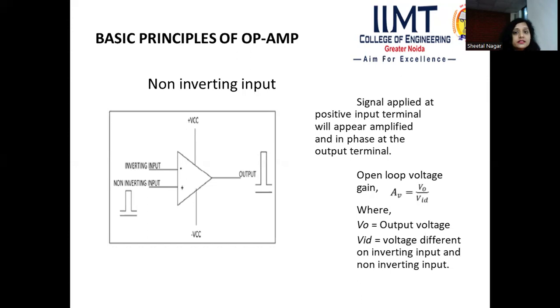In this case, the signal applied at the positive input terminal will appear amplified and in phase at the output terminal, and the open loop voltage gain, which is represented by AV, is equal to VO, that is output voltage, divided by VID, where VID is the voltage difference between the inverting input and non-inverting input.